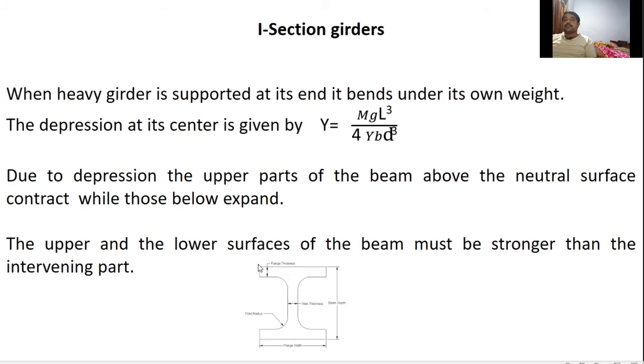cross-sectional shape of the letter I. Hence, it is called an I-section girder. In this manner, we can save the material without appreciably impairing its strength. This can be seen in the railway track and also in the construction of buildings. So we use the I-section girder to save the material without appreciably changing its strength.